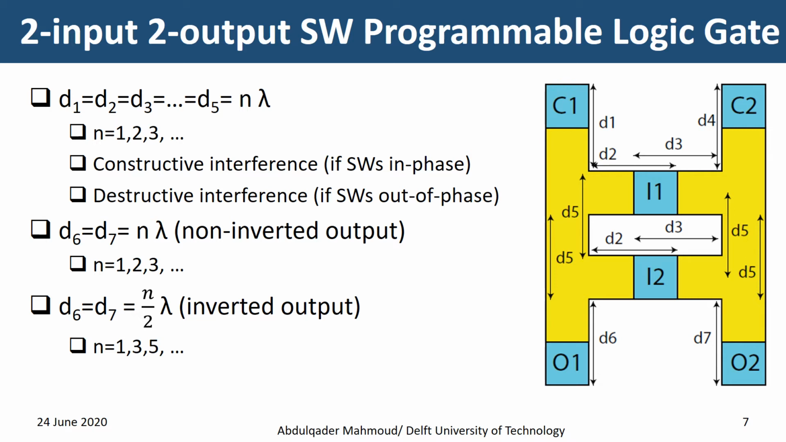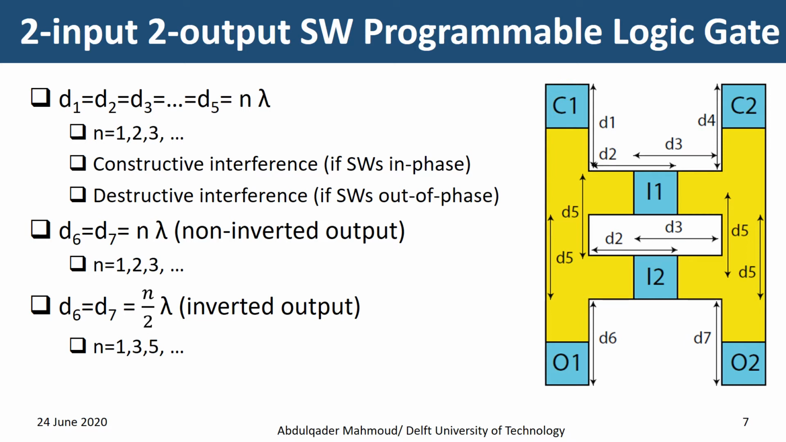For example, if the required interference pattern is to interfere constructively if the spin waves are in phase and destructively if the spin waves are out of phase, then d1 to d5 should be equal to n times lambda, where n equals 1, 2, 3, 4, an integer number. Additionally, the place of the output is an important factor to detect the output.